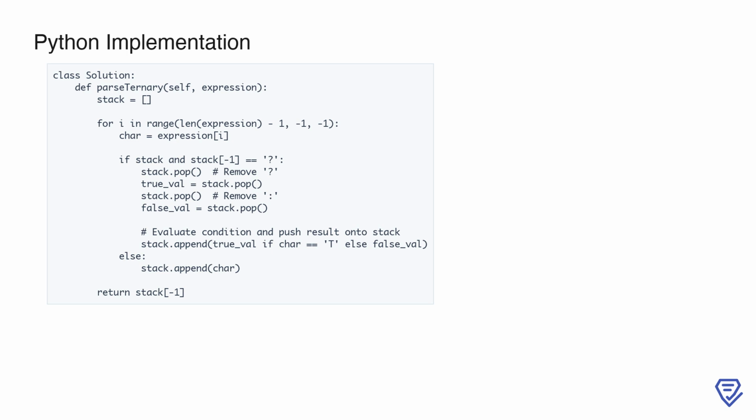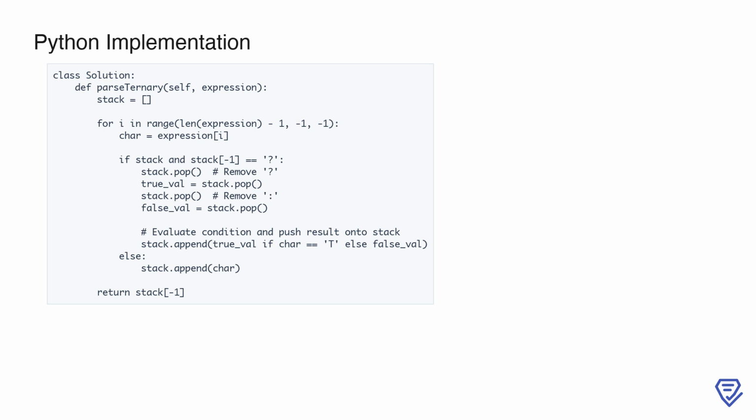If a question mark is encountered in the stack, it signifies the start of a ternary condition. The algorithm then extracts the true and false values by removing the next three top entries, the colon, true_val, and false_val, and evaluates the condition based on the current character, T for true or F for false. Depending on the condition, either the true or false value is pushed back onto the stack as the result of the ternary operation. If the character does not represent a condition, it is a part of the expression and is directly added to the stack.